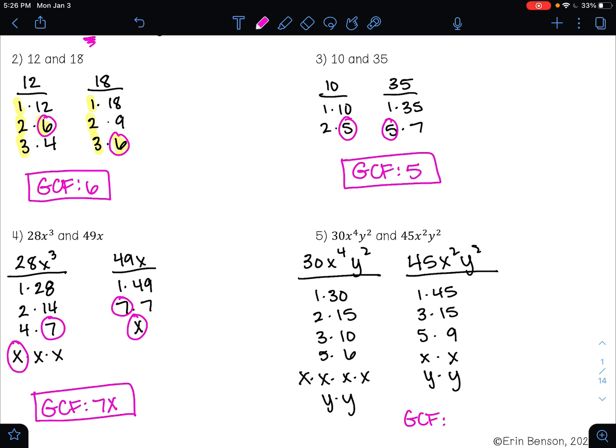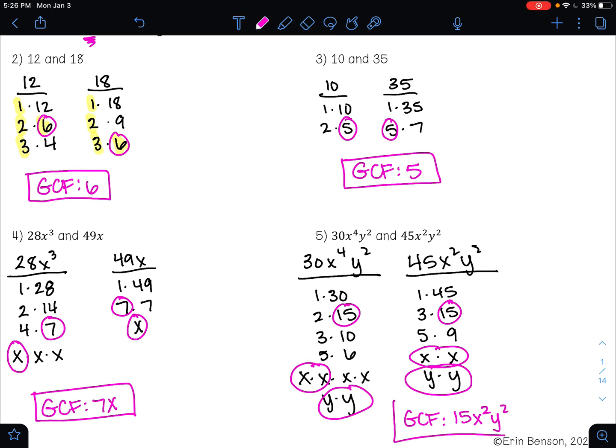First, start off with the numbers. What is the largest number they have in common? The largest number that they have in common is 15. How many x's do they have in common? They have 2 x's in common, so it's going to be x squared. How many y's do they have in common? They have 2 y's in common, so that's going to be y squared. So the GCF is 15x squared, y squared.